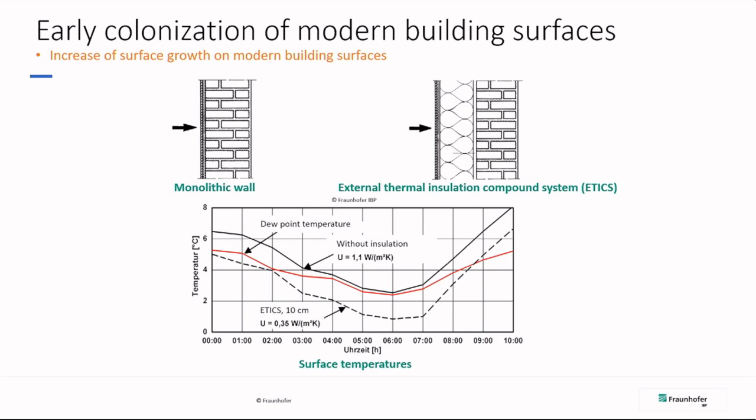You have the dew point temperature, that's the temperature when the moisture begins to precipitate, when water condensates. And usually the traditional monolithic wall stays above it, but the insulated wall with the very thin layer then may go below it, and that will mean that it will get moistened, that it will be wet. And this, of course, is a source of growth.